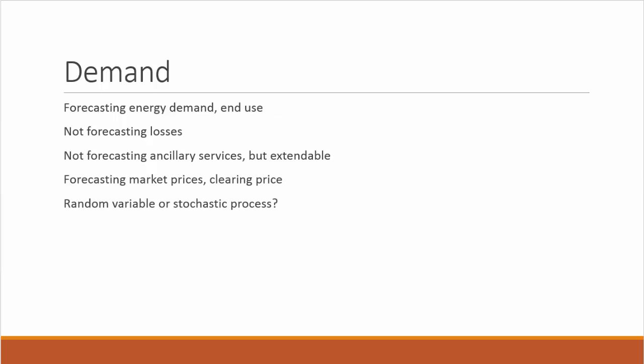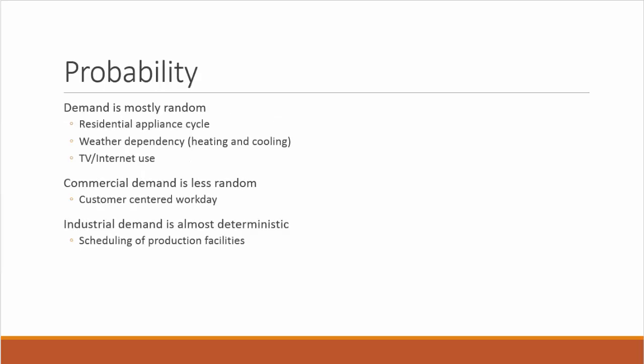One of the main things we have to decide is, is this a random variable? In other words, can we do a probability analysis or a stochastic process analysis? We will stay primarily with random variable at this point in time, where we can use probability theory to handle the uncertainty in the future. Probably demand is random to a certain extent. We don't know when everybody's going to use their appliances. Unless it's extremely hot, then we know all of the air conditioners will be on, or extremely cold and all the heaters will be on.